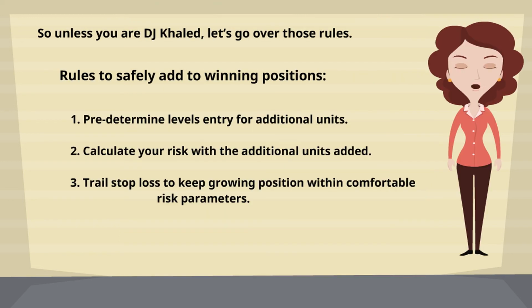So unless you are DJ Khaled, let's go over those rules. Rules to safely add to winning positions. First, predetermine levels of entry for additional units. Second, calculate your risk with the additional units added. And third, trail your stop loss to keep growing the position within comfortable risk parameters.